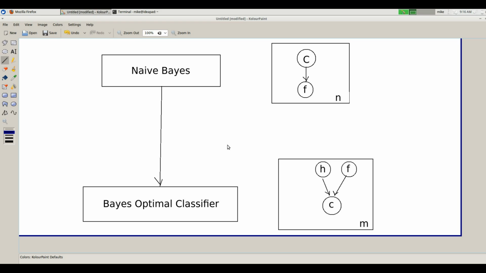So don't think of this as a flow of information graph. This is a dependency, a probability dependency arrow. That can be confusing, but it is what it is.